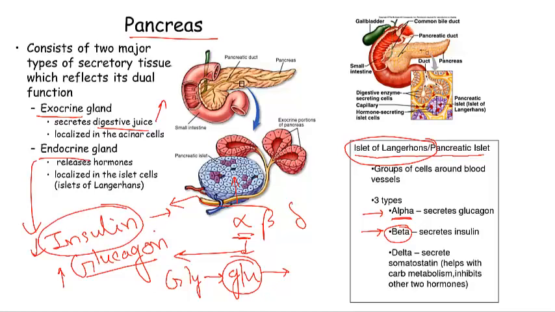While if we need glucose in our body and we don't have glucose, we are starved. In that condition, glucagon needs to break down glycogen to produce glucose and shift the concentration of glucose back into the bloodstream. While the third type of cells, delta cells, produce somatostatin, which inhibits the activity of both insulin as well as glucagon hormone, and it also regulates the process of carbohydrate metabolism a little bit.